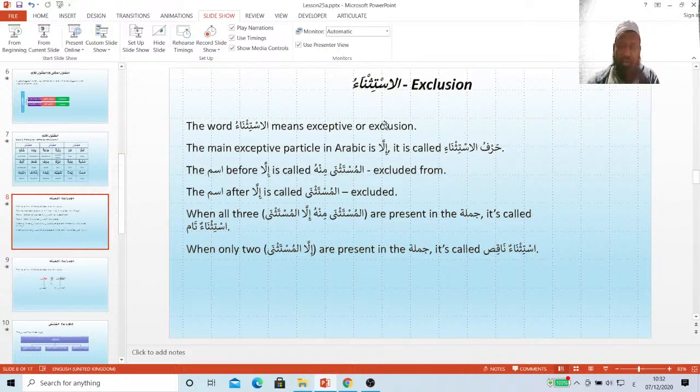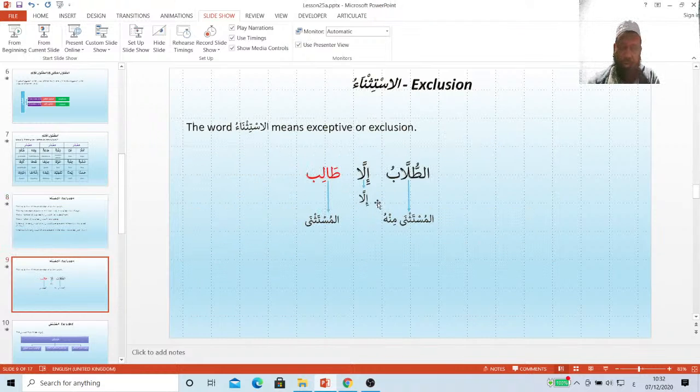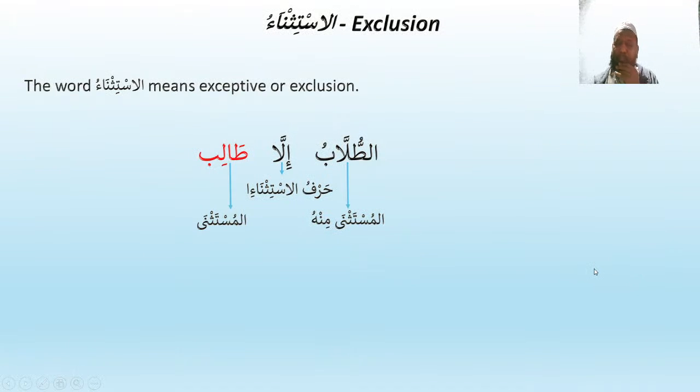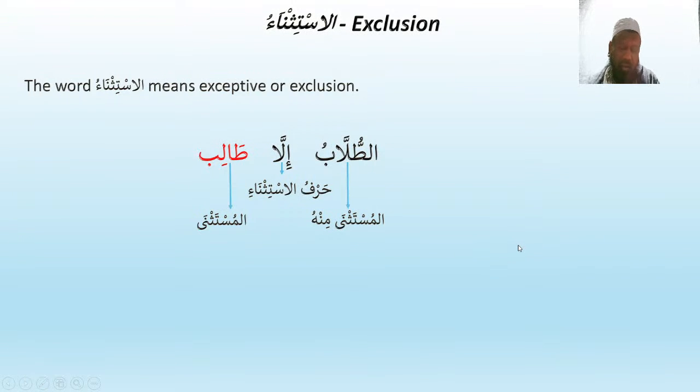Let me just copy this one. Paste it here. Okay. First of all, we see the word illa. If it's there, we see the word before it. It is called al-mustasna minhu. Then we see the word after it. It's called al-mustasna. Simple as that. And again, if you don't understand, just wait for the examples, then we'll understand.